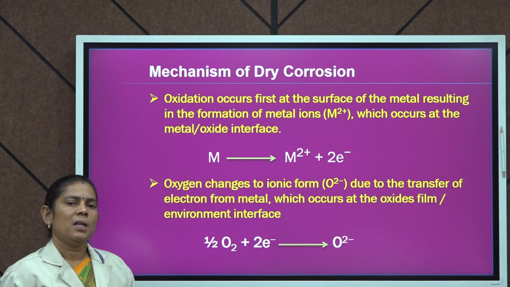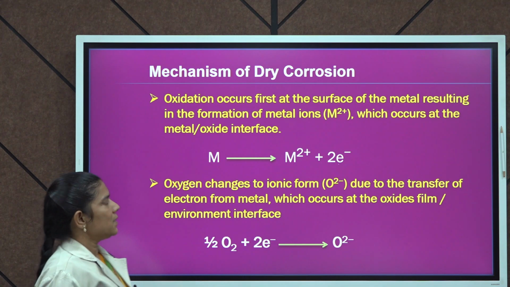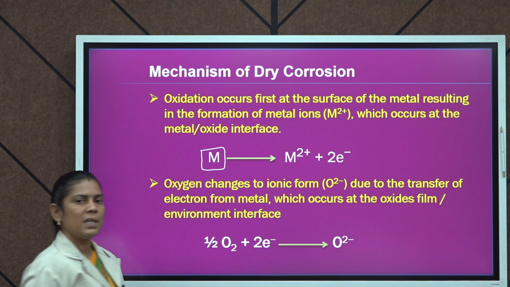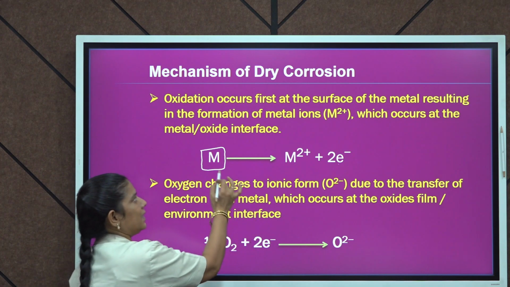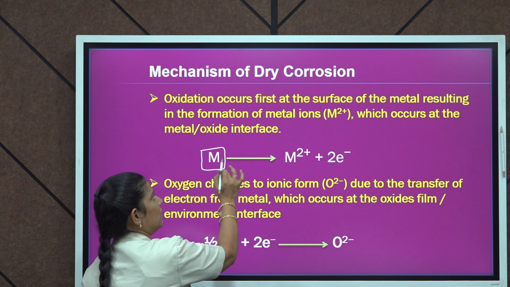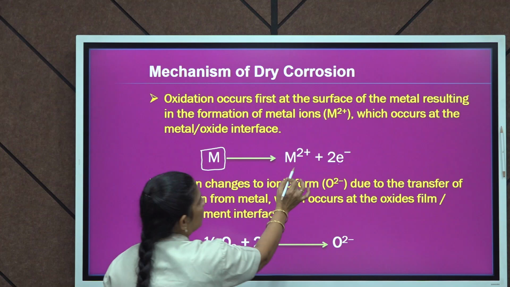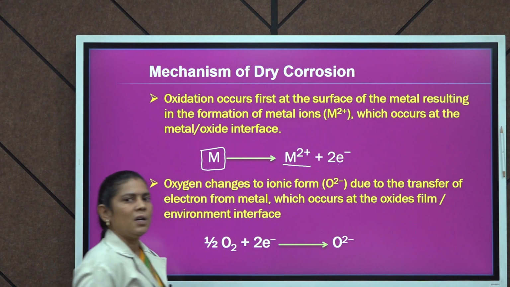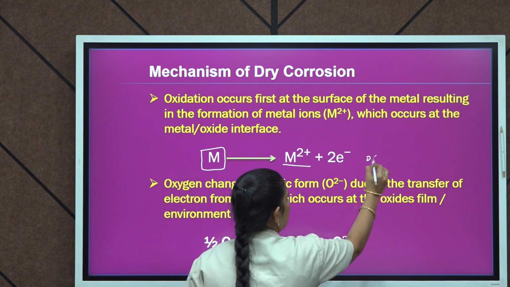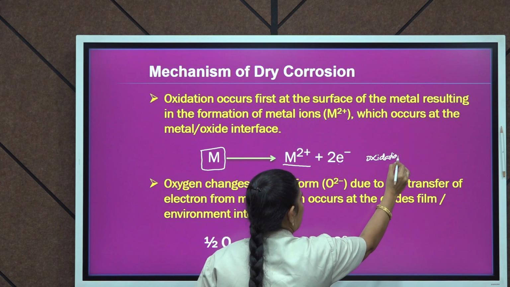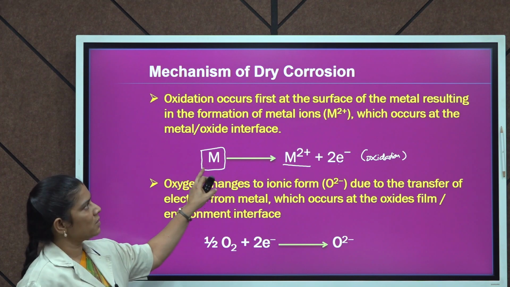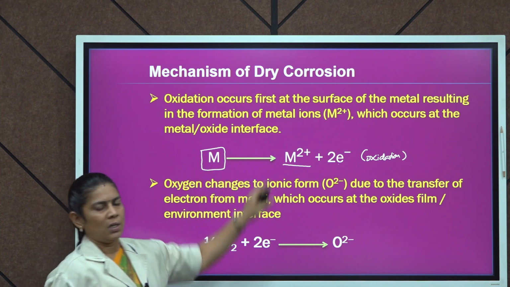Now we will see the mechanism of dry corrosion. The first step: it is a metal. This metal surface is exposed to the environment. It interacts with the environmental gases. So initially the metal is going to convert into metal ions and loss of electrons occurs. This process we call oxidation. This is the first step. The metal surface first converts into the ionic state.